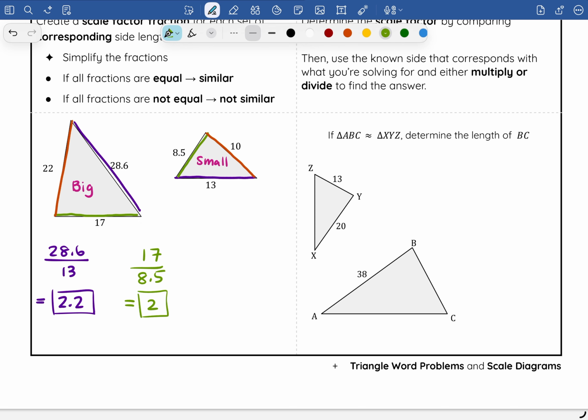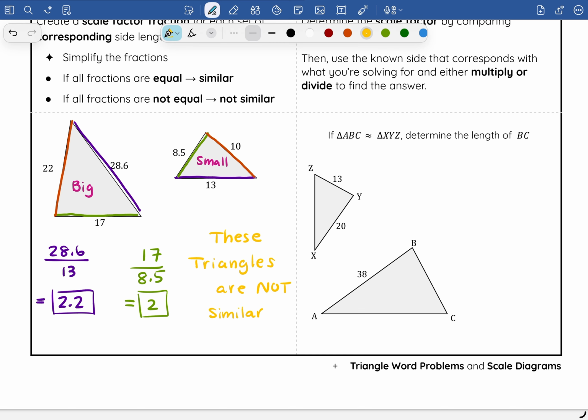We get 2. In this case, I would recommend probably just doing the third one just to see what happens. But technically at this point, we already know that the two sides that we've checked don't have the same scale factor. So right away, we can actually say these triangles are not similar.